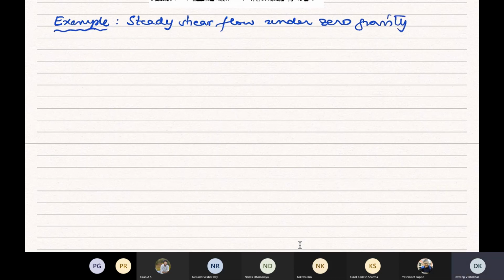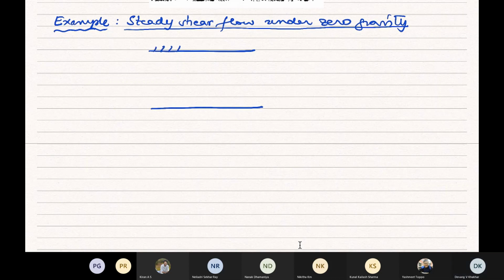Why are we always using zero gravity? Well, when we do problems which include gravity, you'll see that gravity creates its own complications. So when you have zero gravity, the theory is a lot simpler. So let's say we have parallel plates which are separated by some distance h.